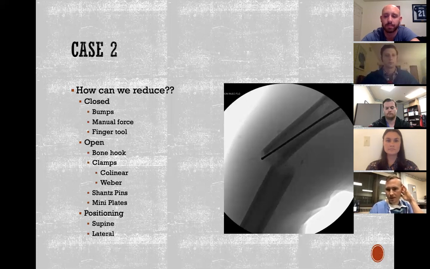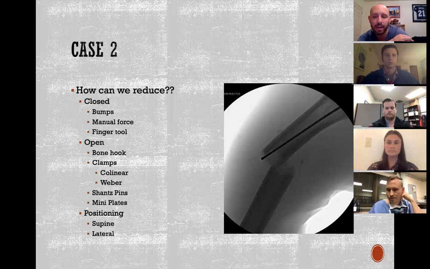I would have a very low threshold for using the finger. I probably wouldn't try very much without it, maybe 1 or 2 attempts, but it's percutaneous. It doesn't violate any tissues that we have not already violated. So I would just go ahead and use it.